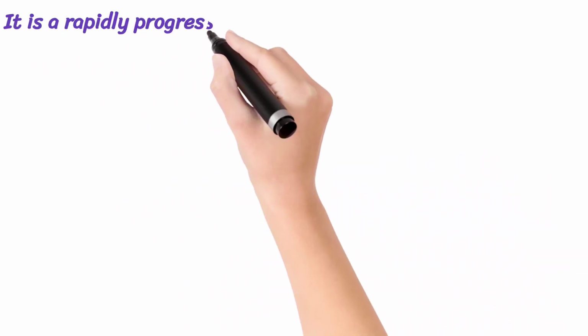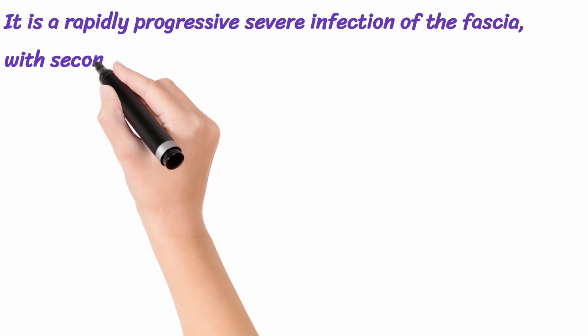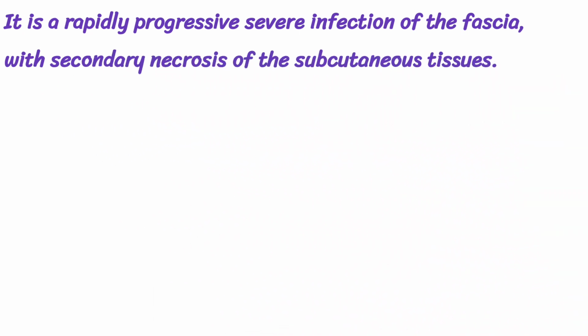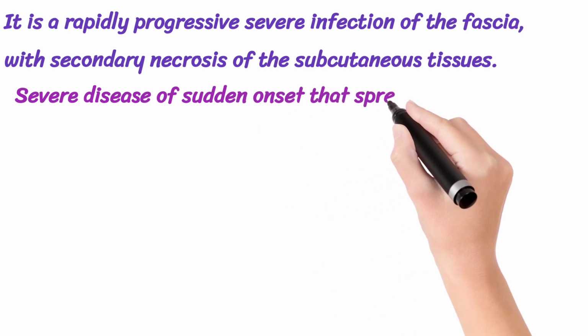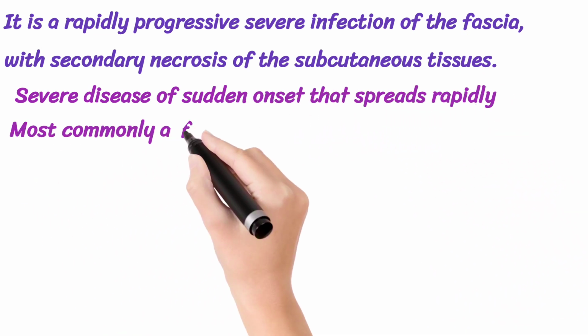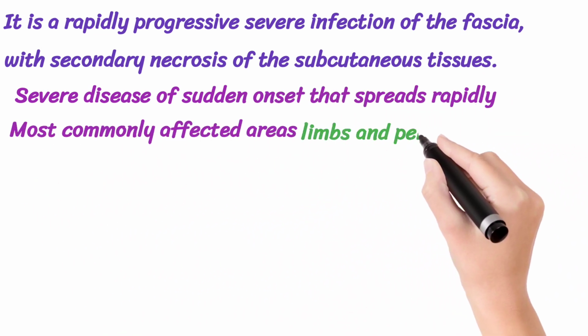Necrotizing fasciitis. Necrotizing fasciitis is a rapid, progressive, severe infection of the fascia with secondary necrosis of the subcutaneous tissue. It is a severe disease of sudden onset that spreads rapidly. The most commonly affected areas are the limbs and the perineum. So what are the risk factors?